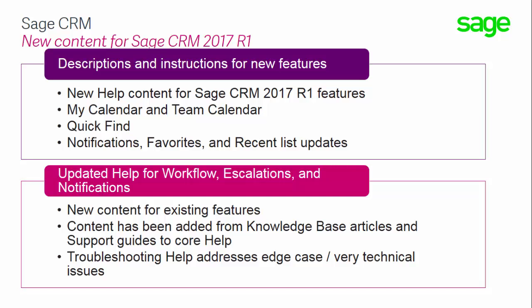And much of the documentation, if we think about the change for 2017 R1, much of the documentation was enhanced for that version. And beyond the new features like the calendar and the quick find, there was additional material added into the key areas around workflow, escalations and notifications. And there has also been an expansion in the troubleshooting guides, and these are the guides that contain reference material to help with difficult or edge cases. They're far more technical than the standard business resources that we would use on a day-to-day basis.